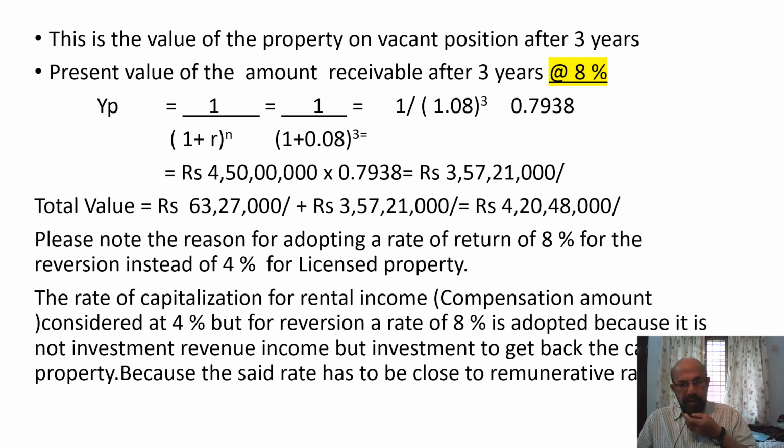Please note the reason for adopting a rate of return of 8% for the reversion instead of 4% for the leased property. The rate of capitalization for the rental income, the compensation amount, is considered as 4%, but for reversion a rate of 8% is adopted because it is not investment revenue income but an investment to get back the property, because the rate has to be close to remunerative rental.